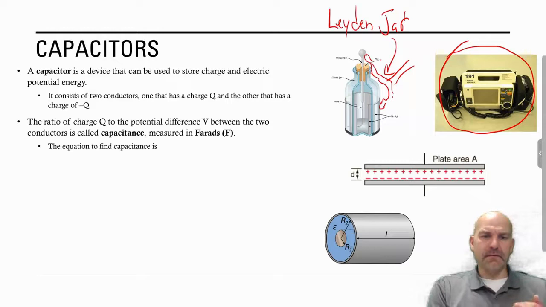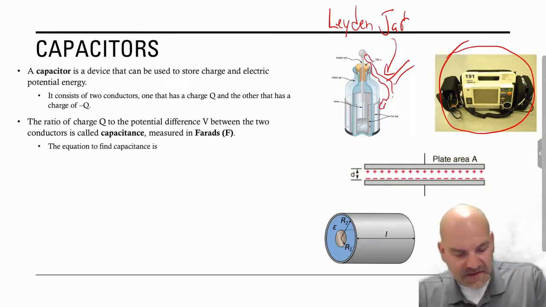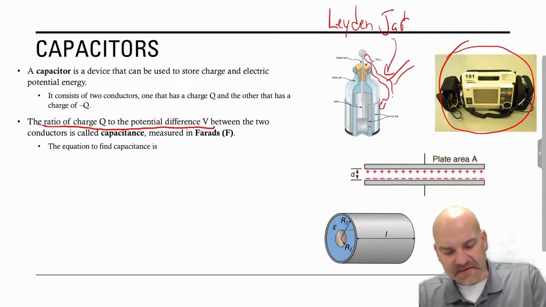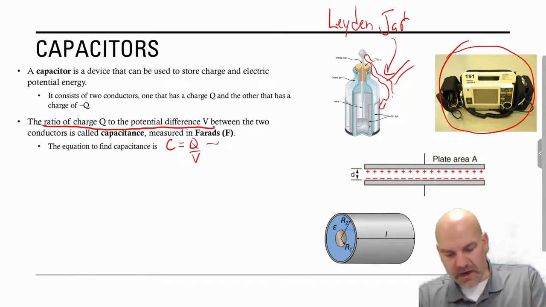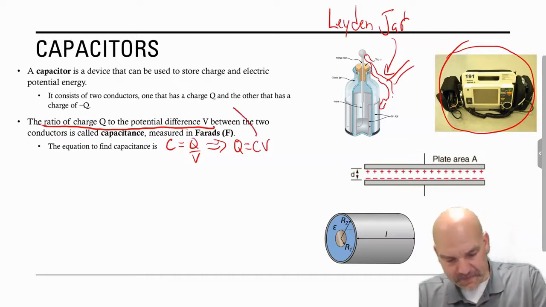So every capacitor has what we call capacitance, which is measured in farads, and that's named after Michael Faraday. And the equation for capacitance, as you can see here in the definition, is the ratio of charge to potential difference. So the ratio of charge to electric potential. But you more commonly see it written for charge, which would be Q equals CV. And that C is the capacitance.